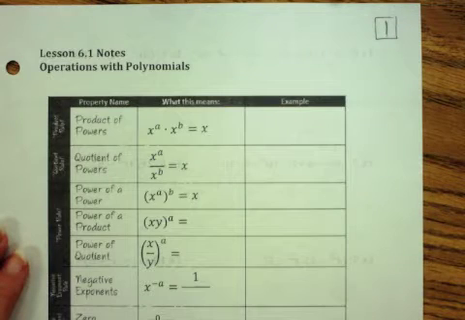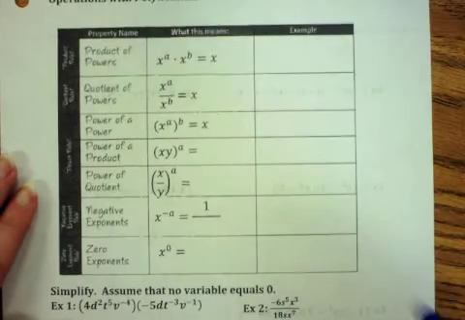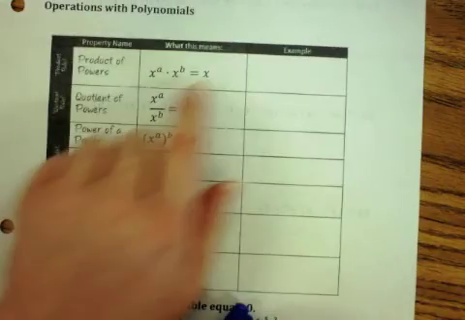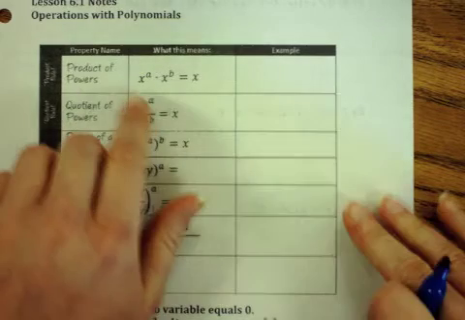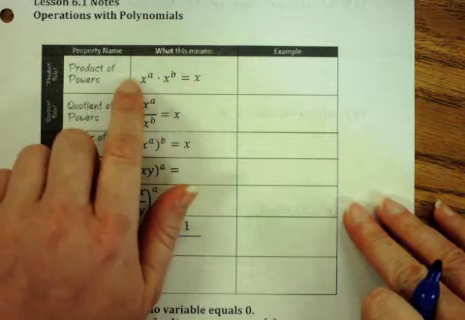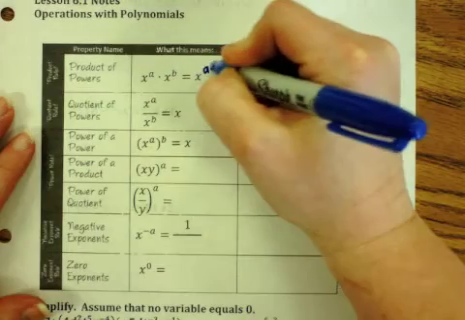Here we go with lesson 6.1 notes. We've got quite a bit of rules to deal with the operations of polynomials. The first rule is the product of powers, and you're going to fill in the rule here. I've got pieces missing. It's going to be x to the a times x to the b, so like bases, we're going to add exponents, a plus b.